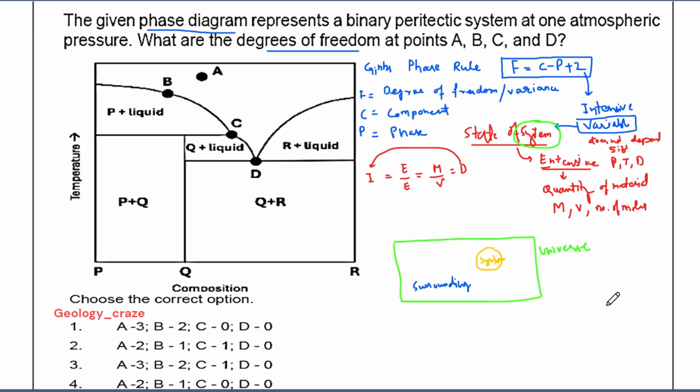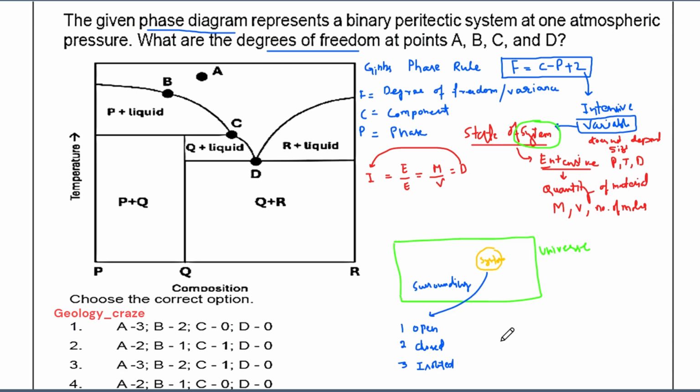So now, systems are of three types. One is open system, second is closed system, and third is isolated system. Now you just think, which system is given to us in this question? It is open, closed, or isolated.